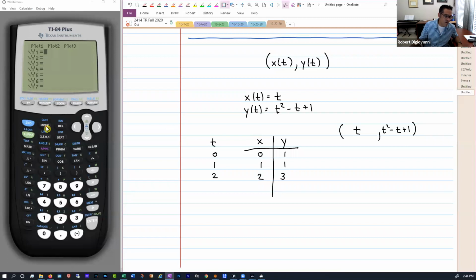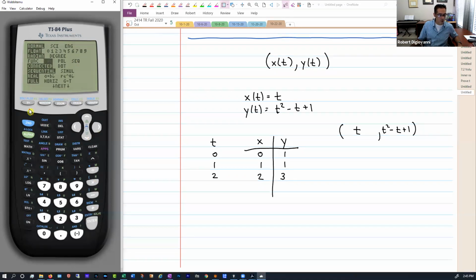I want you on your calculator to go hit mode. Okay. And then when you scroll down, you're going to see options for func, which is function, par, which stands for parametric, pol, which stands for polar, and then SEQ, which stands for sequence. We want to select par, which is parametric, and then hit enter. Now, once you've done that, go back to your Y equals. And you're going to see something different now.